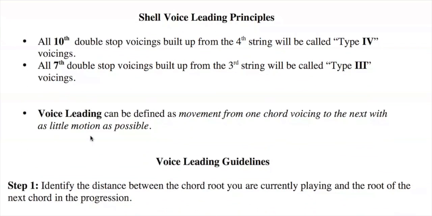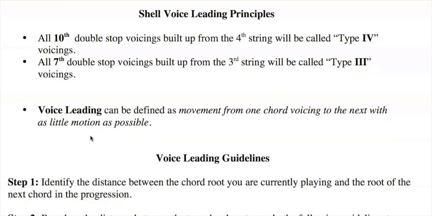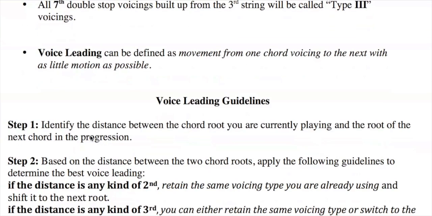Voice leading we are defining as movement from one chord voicing to the next with as little motion as possible. And since we only have 2 voicing types, this can be done via several really simple voice leading guidelines, and it happens in 2 steps. Step 1, identify the distance between the chord root you're currently playing and the root of the next chord in the progression. So you have to sort of randomly choose which first voicing type you're going to be using, but from then on the system will voice lead the progression for you.